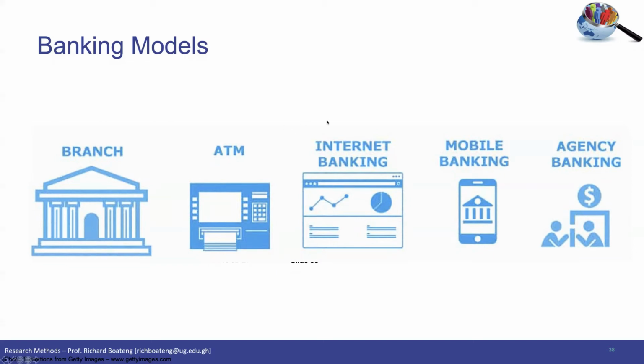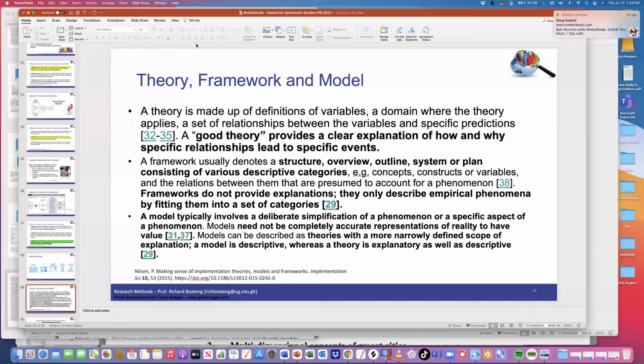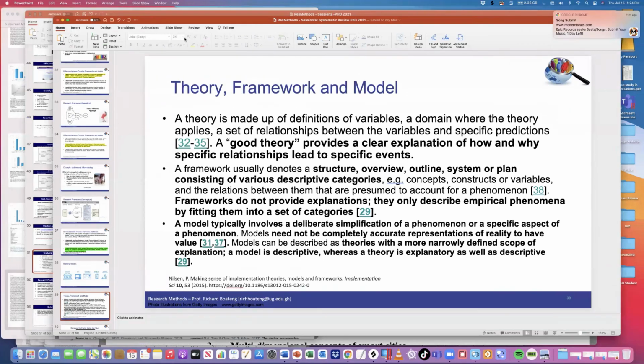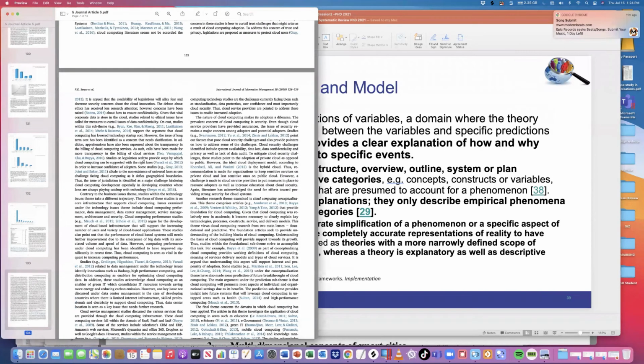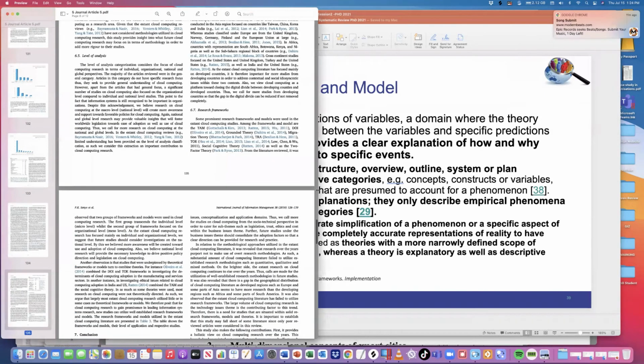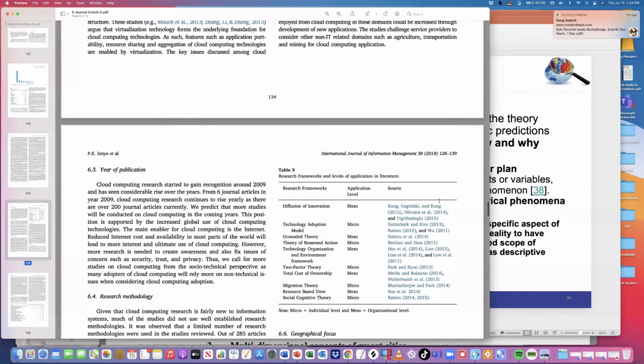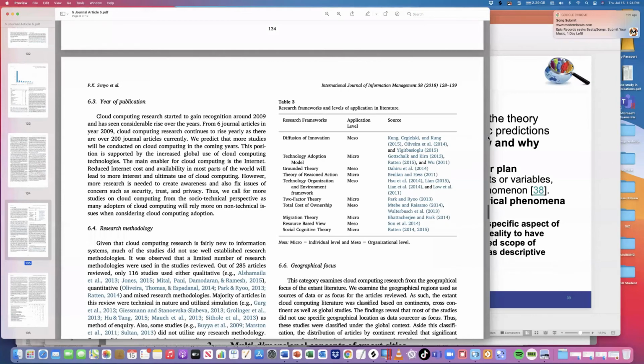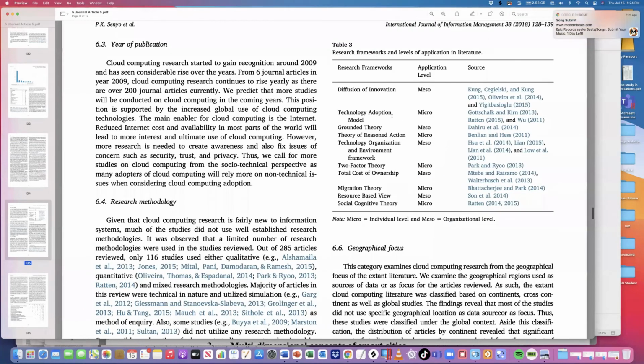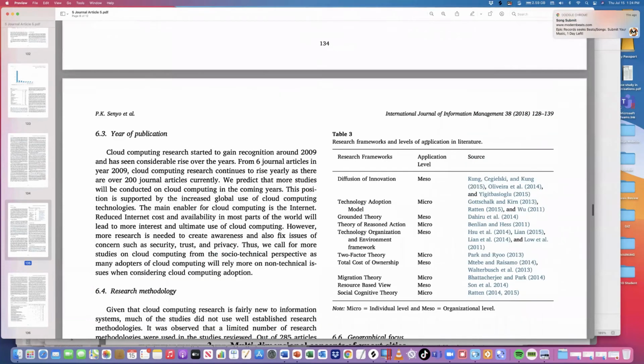So look at this, for example. And Portia, your hand was up. Let me show you from here. I'm just showing something to Portia first. Portia, look at this one: the research frameworks applied in the literature. This is a paper that I wrote on cloud computing. I just mentioned the names of the theories and at what level we apply them, and I discuss.